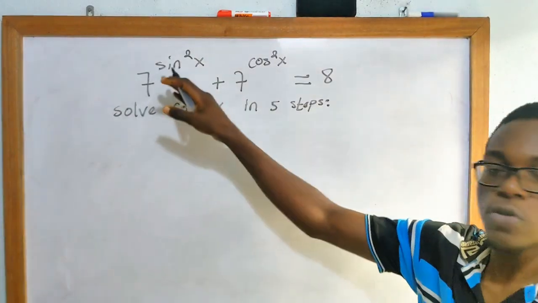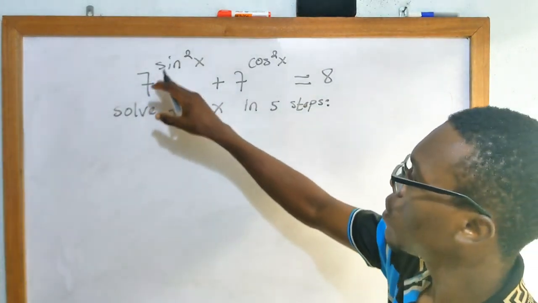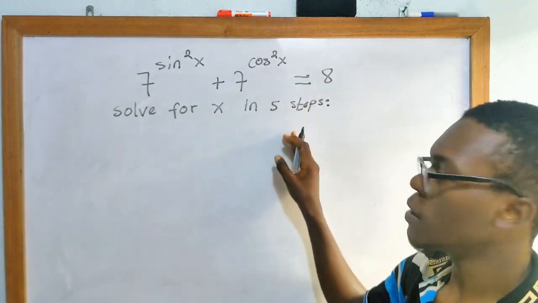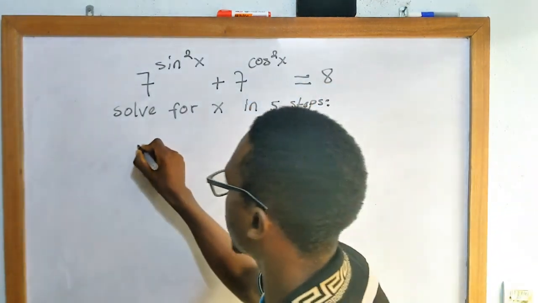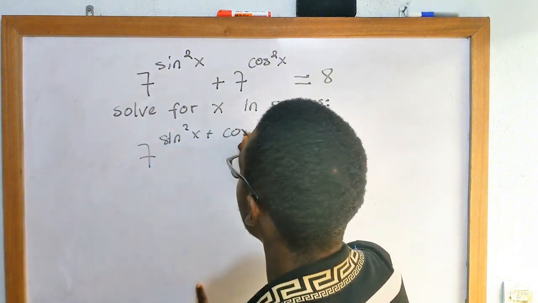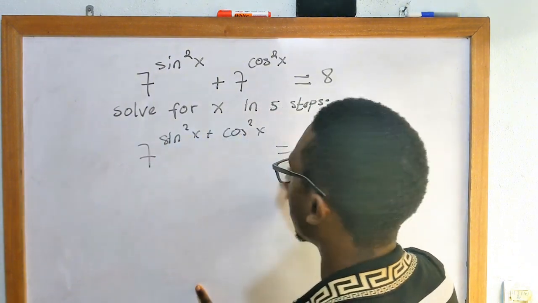Okay, we have this question to solve for x, given that 7 to the power sine square x plus 7 to the power cos square x is equal to 8. We have to solve for x. Someone will just say that you can use 7 to the power sine square x plus cos square x equals 8.